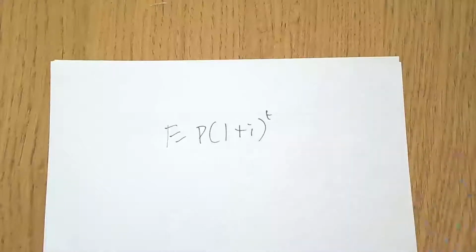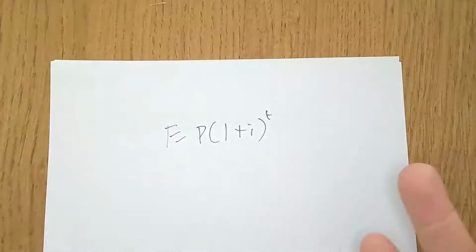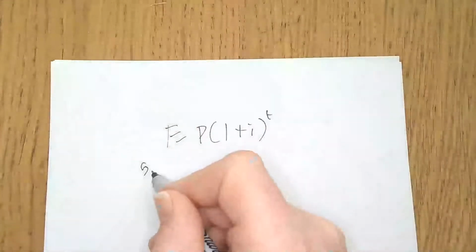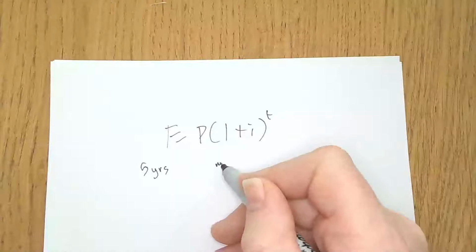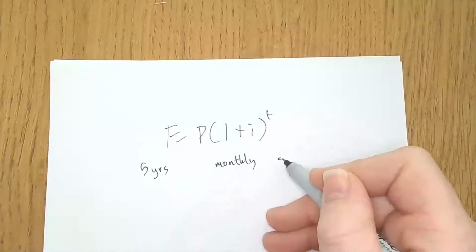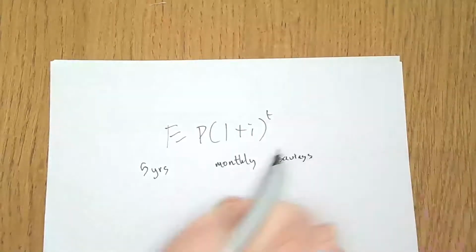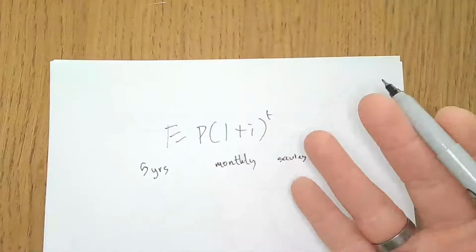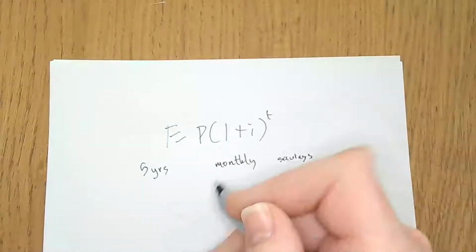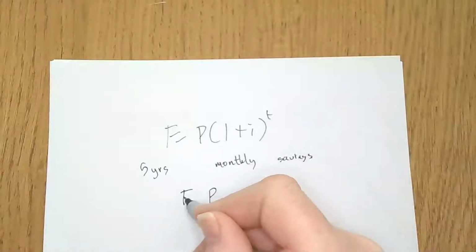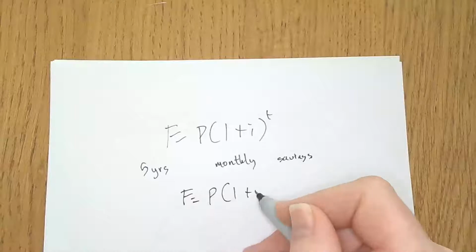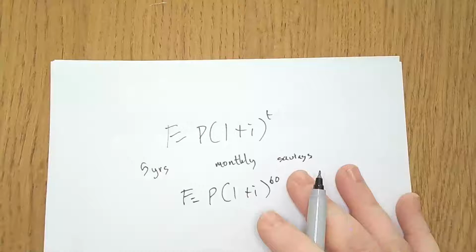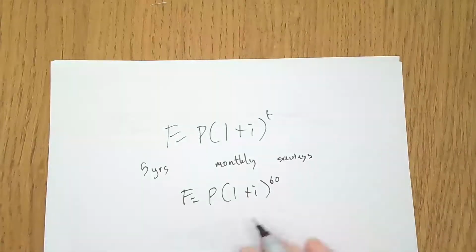So to clarify this, let's have a look at a 5-year plan. So let's say we're going to save monthly for 5 years. We've got 5 years of monthly savings. Okay, so if we're doing monthly, let's turn this into months. So 5 times 12 is 60 months. Okay, so after 60 months, what we should have is F is equal to P bracket 1 plus I to the power of 60 months if we're doing a monthly thing. Okay, that's what we should have.